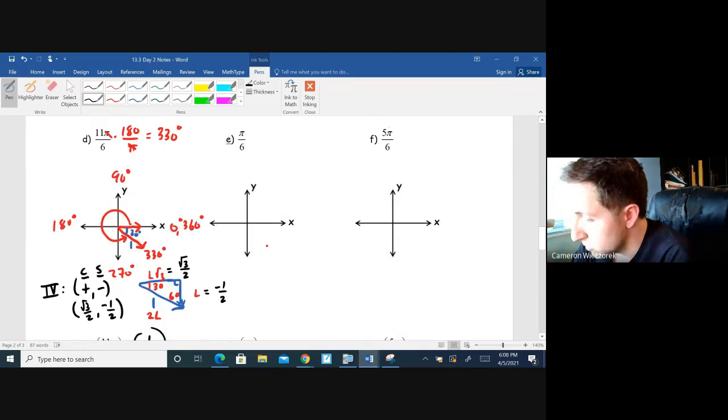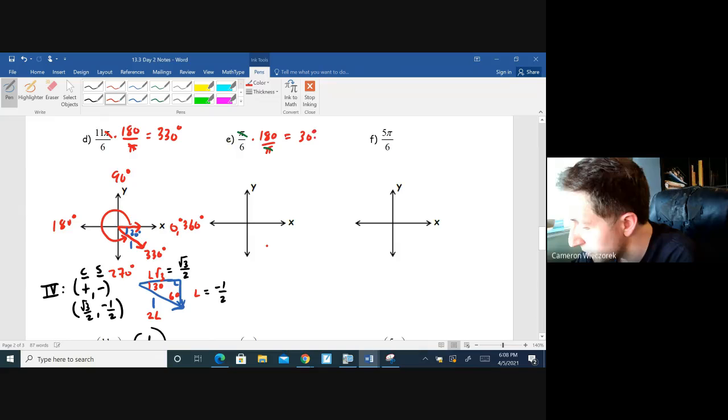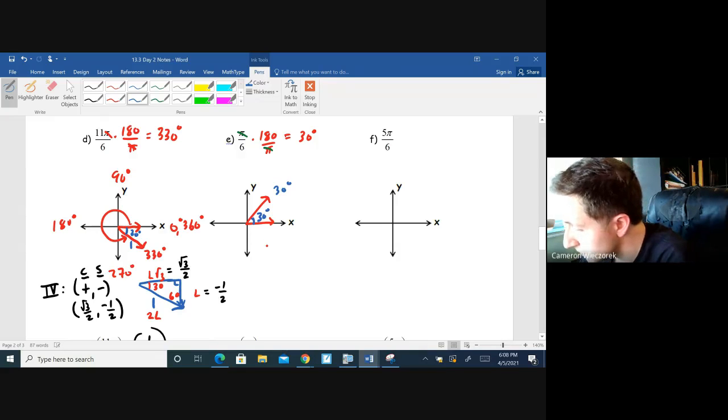Next one. This one looks a little bit easier. Just pi over 6. So times 180 over pi. Pi on top, pi on bottom. Say goodbye. 180 divided by 6 would be a nice 30-degree angle. So it lands us right in quadrant 1. This is 30. So that's your reference angle. Because this is 0. So it's 30 degrees away from 0.